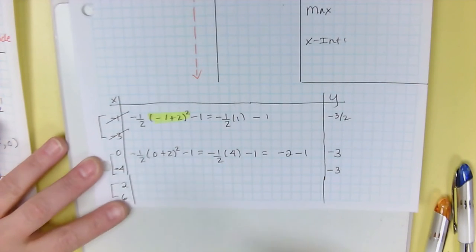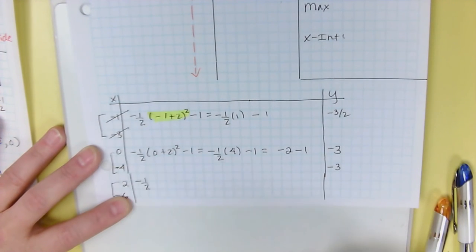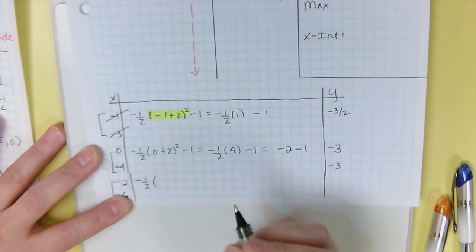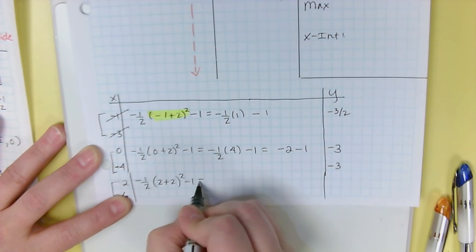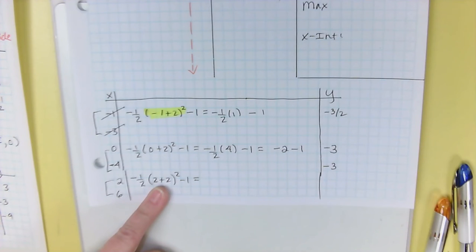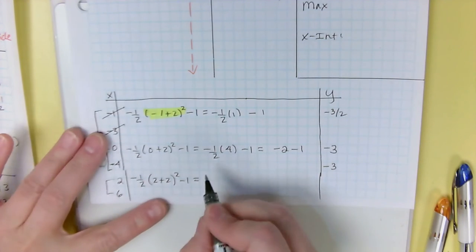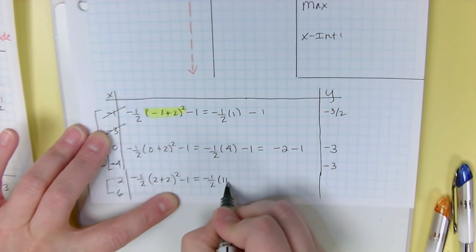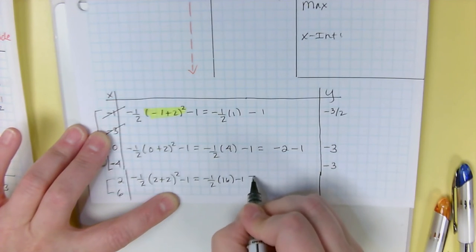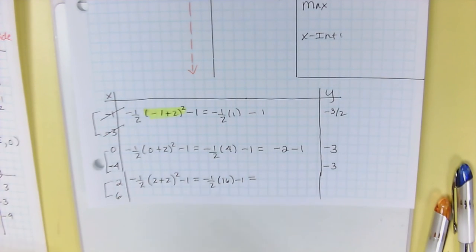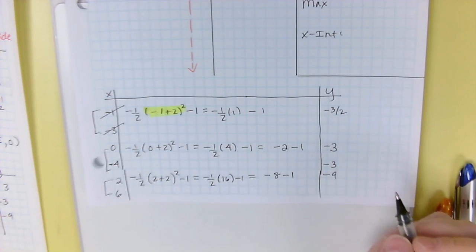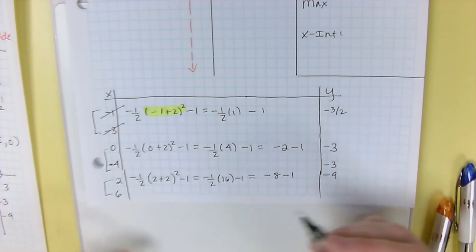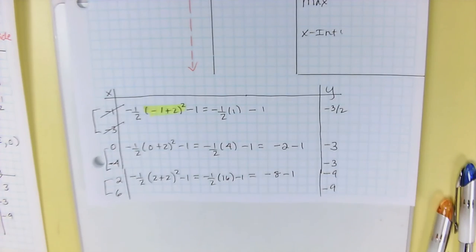Okay, let's try the 2. So I've got -1/2 times (2 plus 2) squared minus 1. 2 plus 2 is 4. 4 squared is 16. So I have -1/2 times 16 minus 1. Half of 16 is 8. So I have -8 minus 1, which is -9. I got a nice whole number. So the 6 is also going to be a -9.